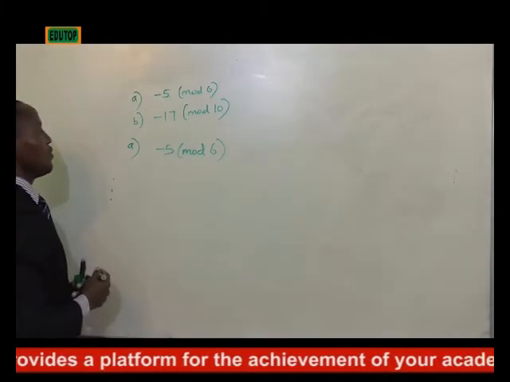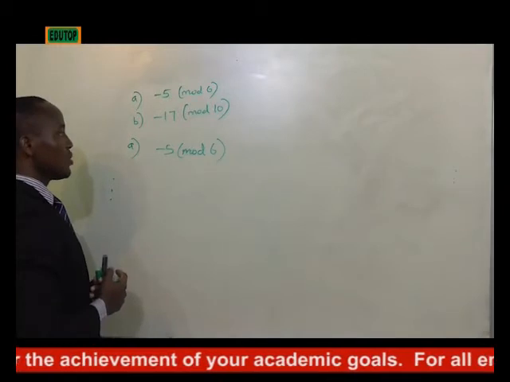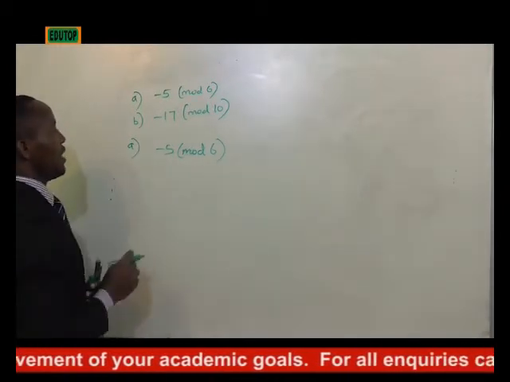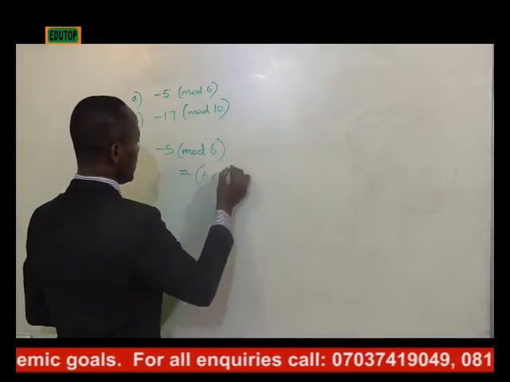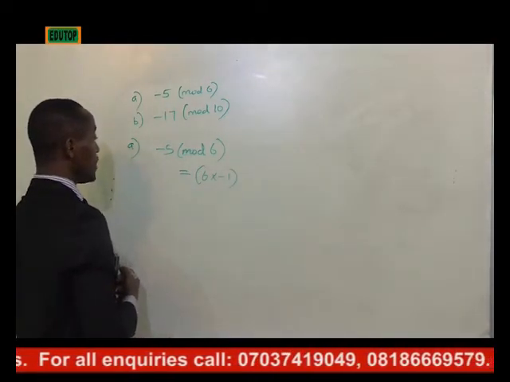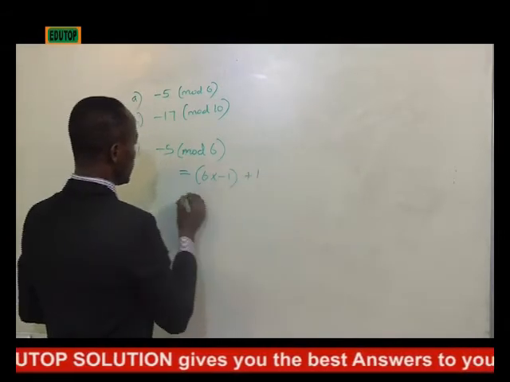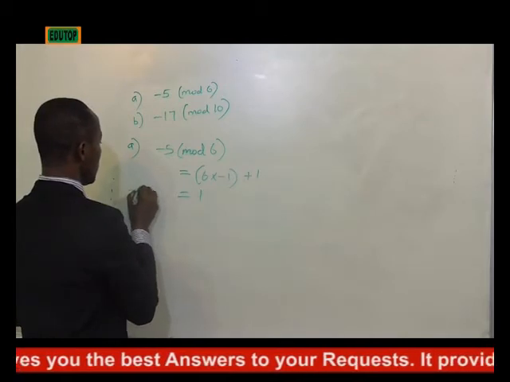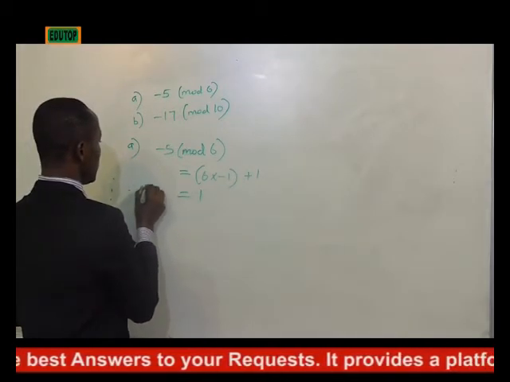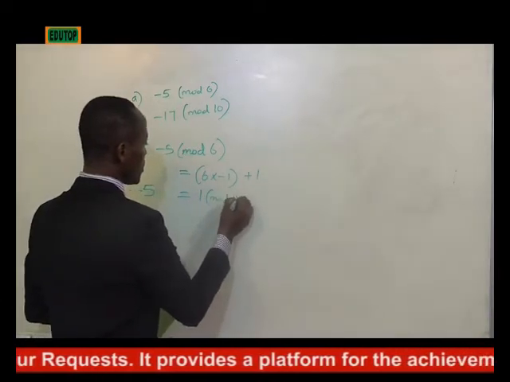We have to find a positive form. That is, what multiple of 6 are we going to have to use to get this minus 5? That is 6 times minus 1, which is minus 6. What are we going to add to minus 6 to get minus 5? That's 1. This simply means minus 5 is equal to 1 modulo 6.